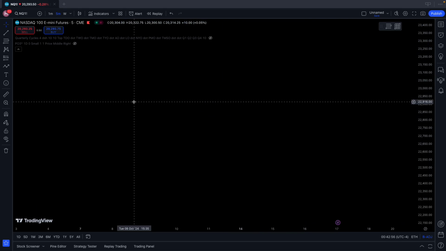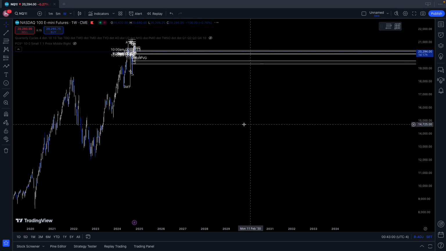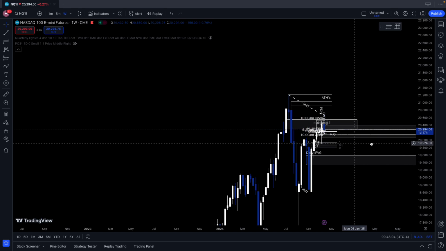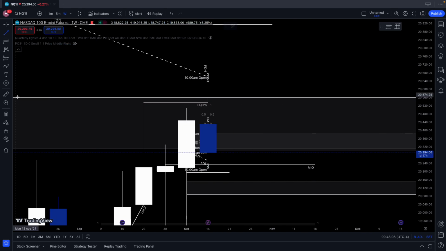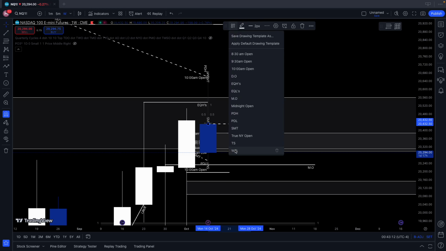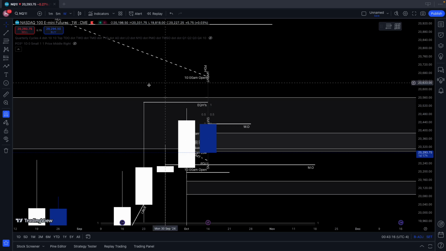I like the way the 4H looks more. I like to use power of 3 on the weekly to help with my weekly profile. You can see here on the weekly so far, this is the weekly open of the candle. If we are going to end this week bearish, this wick is manipulation, and you can see how we manipulated right here.